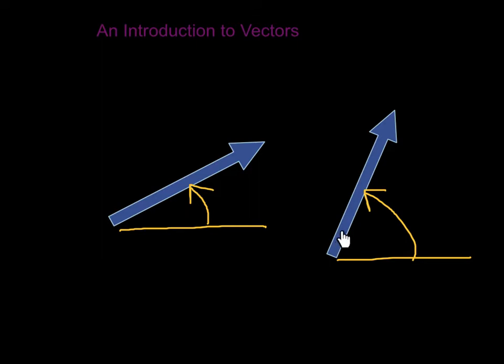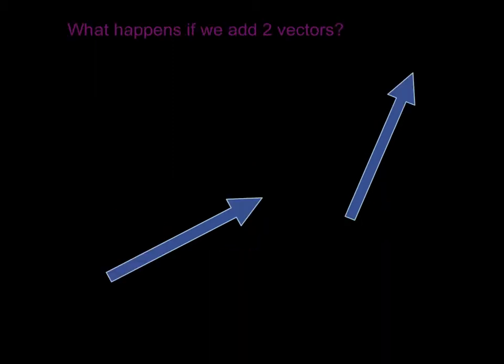So although the magnitude of this vector may be similar to the magnitude of the first vector, its direction is considerably different. It might be at an angle of, say, 60 degrees from the horizontal. So we're going to look at what happens if we try to add two vectors. That's the main calculation that we need to be able to perform in this unit.